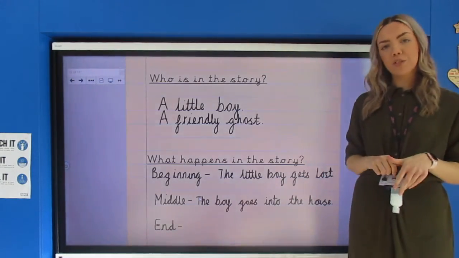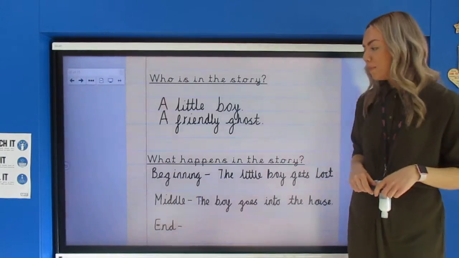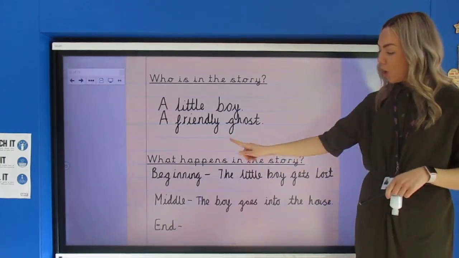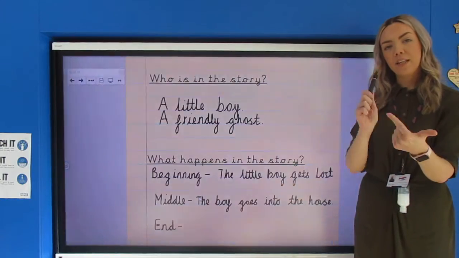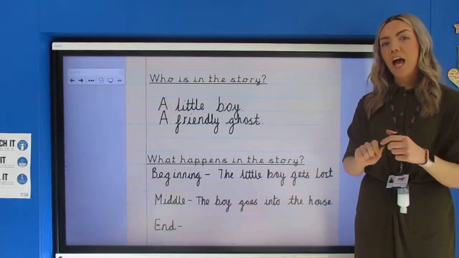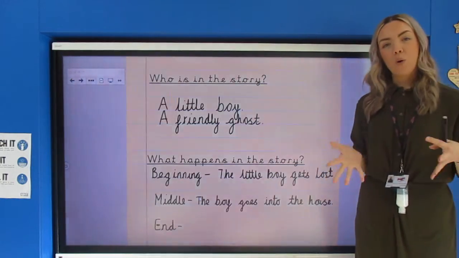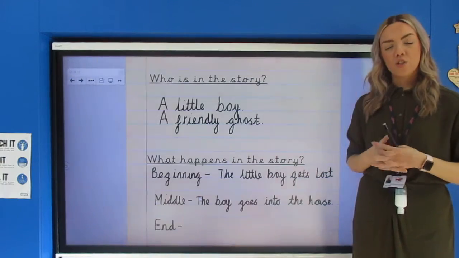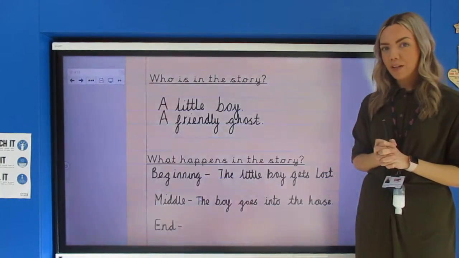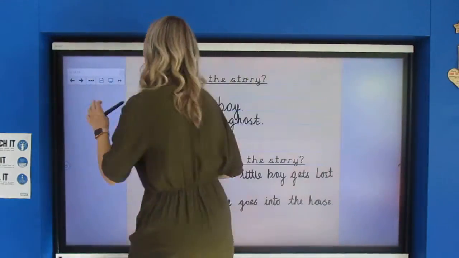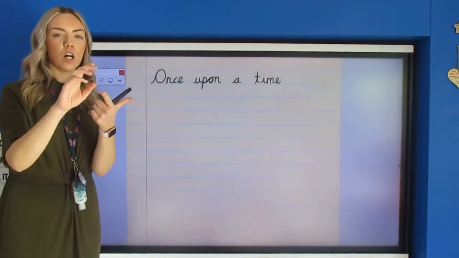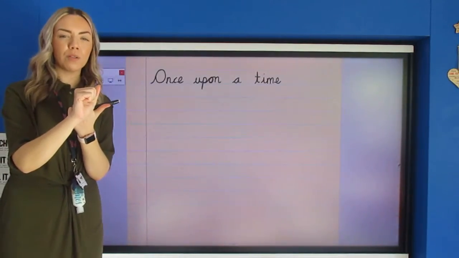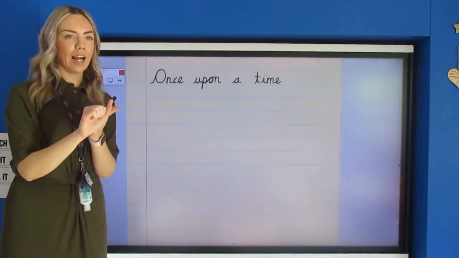So what I would like you to do now is pause the board again, write down my second question, what happens in the story, and then you're going to think about the beginning, the middle and the end. And then once you've done that, we can come back and we can think about the start of our story, okay? Super job. So, we've got our characters, we've got our place where the story is, what the story is about, and we've also got our storyline now.